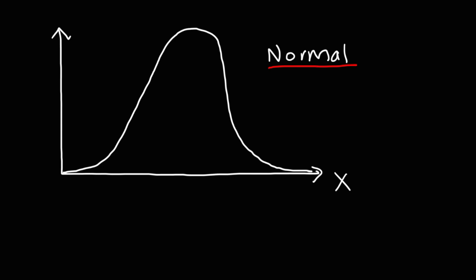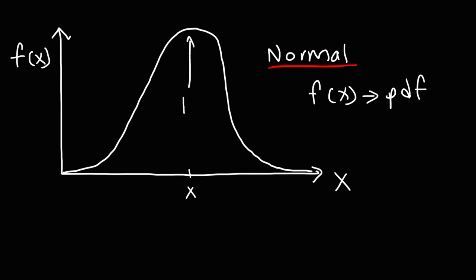Now, on the y-axis, we have the function f of x, which is also known as the PDF, which stands for the probability density function. Now, f of x will tell us the height of the curve above the x-axis at some point x. So f of x will give us the distance between these 2 points. Now let's put some letters here. Let's call this A, B, C, and D.